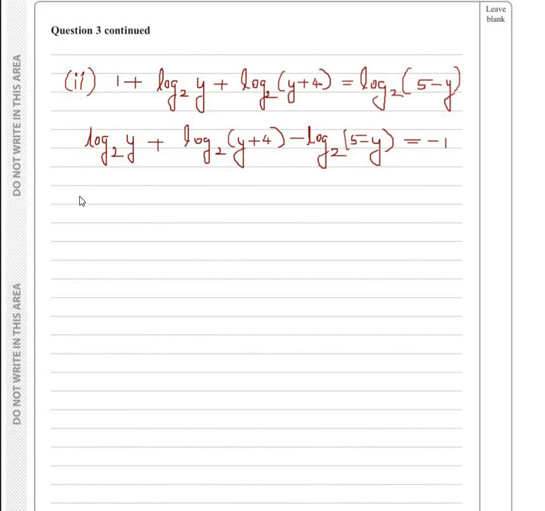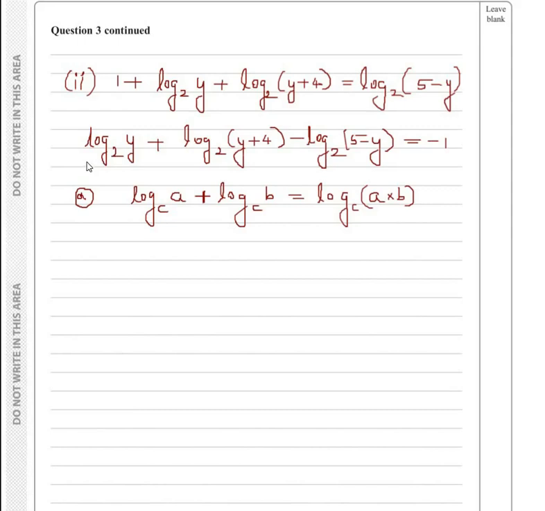Now let us use the first property of the logarithm, which is given as: if we are writing log a to the base c plus log b to the base c, you can see the bases are the same and there is addition between the logarithms. Then we can just multiply the terms, log a times b, giving the same base c.